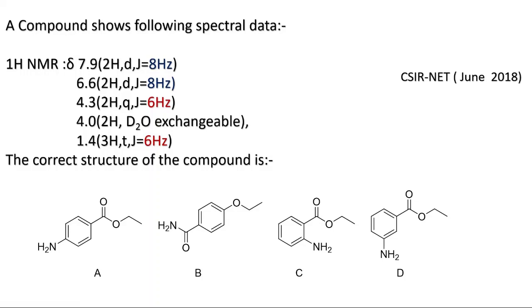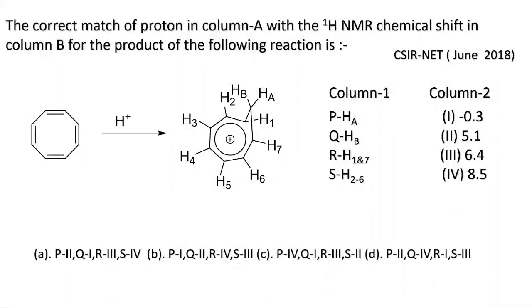And now we will see the next question. Now we will do another problem, that is, the correct match of protons in column A with the 1H NMR chemical shift in column B for the product of the following reaction. So this question was asked in CSIR NET June 2018.